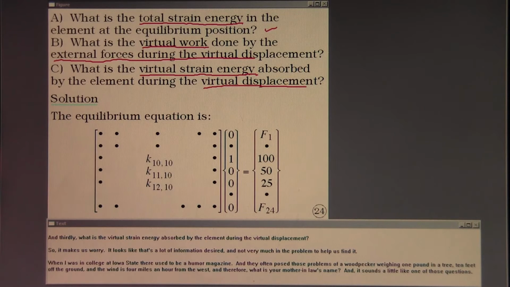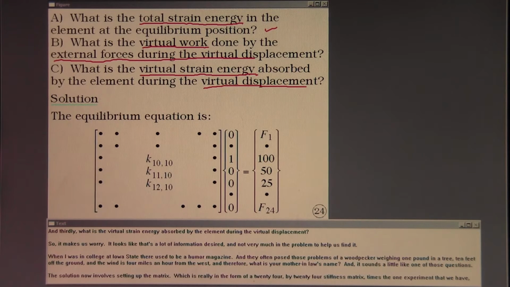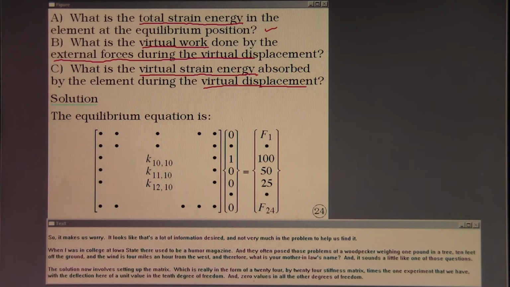It looks like that's a lot of information desired and not very much in the problem to help us find it. When I was in college at Iowa State, there used to be a humor magazine, and they often posed those problems of a woodpecker weighing 1 pound in a tree 10 feet off the ground, and the wind is 4 miles an hour from the west, and therefore, what is your mother-in-law's name? And it sounds a little like one of those questions.